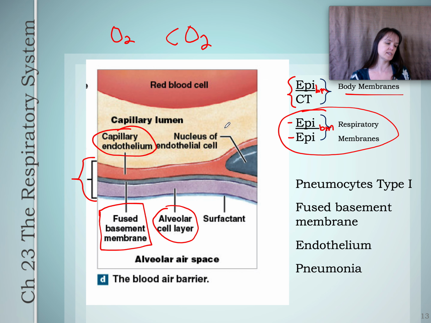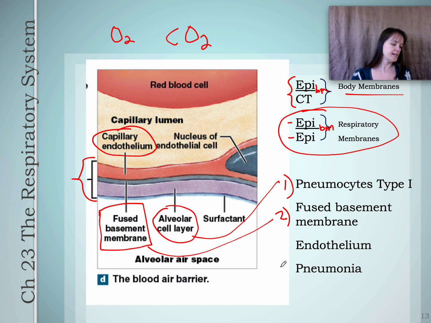So number 1, the simple squamous epithelium lining the alveoli is the pneumocytes type 1. That's the alveolar cell layer. Number 2 is the fused basement membrane, as you can see here. Number 3 is the simple squamous epithelium lining the capillary, which is the endothelium. And then, that's a list.